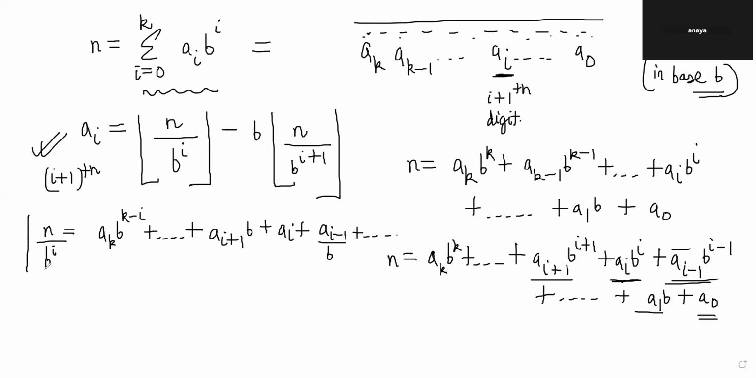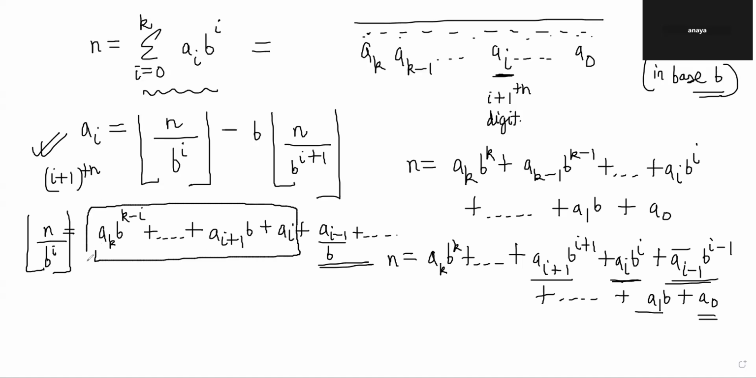So when you do GIF here, the floor function, all of these fractions will vanish, because these are full integers. The ones after that will become fractions. So when you do GIF of n by b power i, those will vanish.